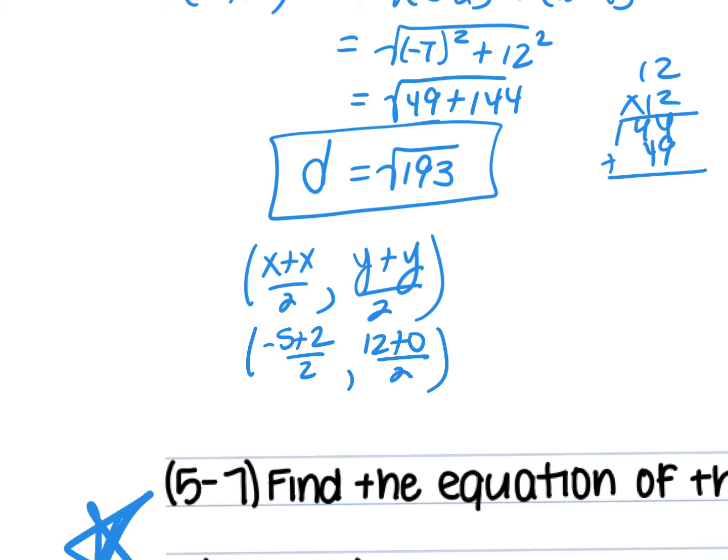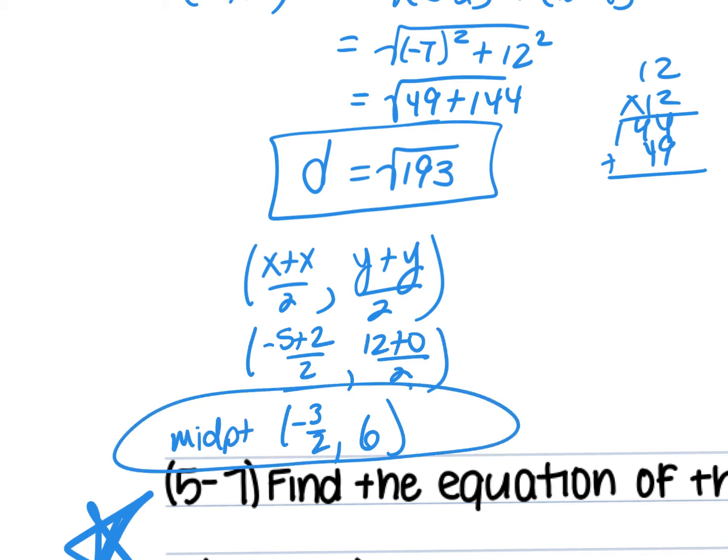What is negative 5 plus 2? Okay, so negative 3 over 2, just leave it. And then what's 12 plus 0? 12 divided by 2 is 6. So your midpoint is negative 3/2, comma, 6. Needs to be written in parentheses, separated by a comma. You can leave your answer as that improper fraction.